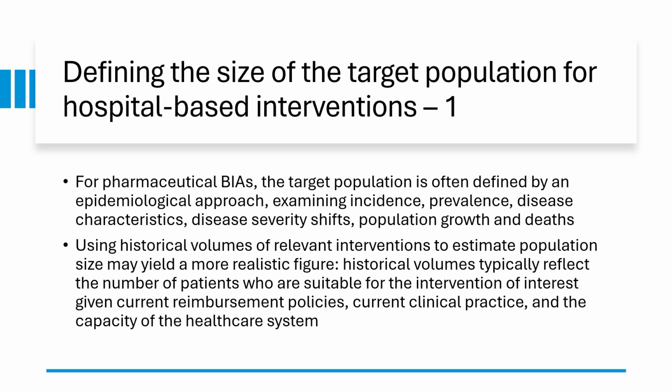For BIA of non-pharmaceutical interventions performed in hospitals, using historical volumes of relevant interventions to estimate population size may yield a more realistic figure. Historical volumes typically reflect the number of patients who are suitable for the intervention of interest given current reimbursement policies, current clinical practice, and the capacity of the healthcare system.